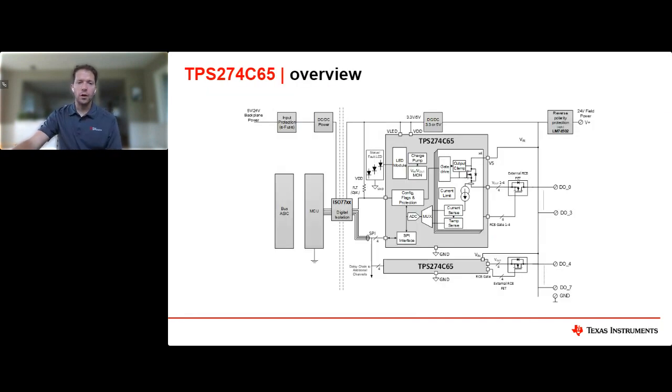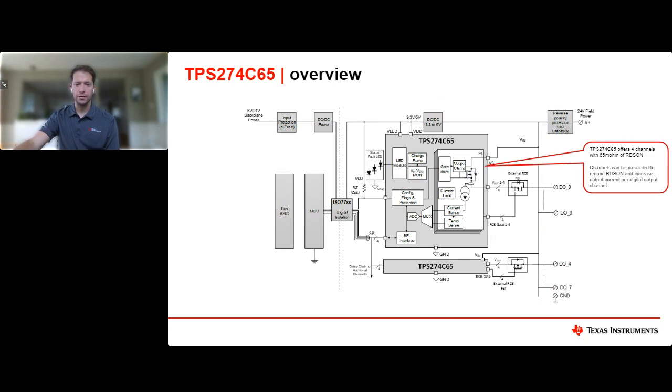So going over the TPS-274C65 and some of its unique features. The first one is the low RDS(on). It has 65 milliohms of RDS(on) per channel. So really what that can help you to do is lower your power dissipation. Additionally, this device has the flexibility to allow you to parallel channels for a lower RDS(on) and higher output current.